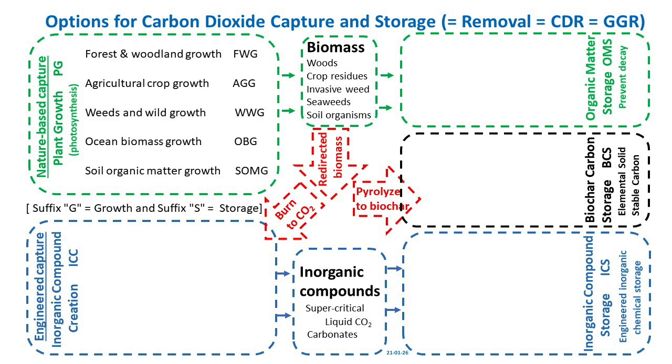For carbon dioxide capture, 5 types of plant growth are identified, and we use the suffix letter G to indicate growth, that this is actually the process of removing carbon dioxide from the atmosphere in growing and living plants. There can be other names for things, but this group works well for us. On the storage side, 3 types are identified. Again, there could be others.